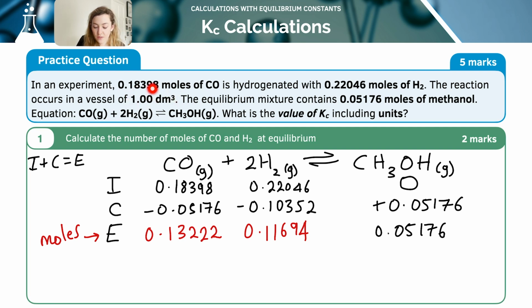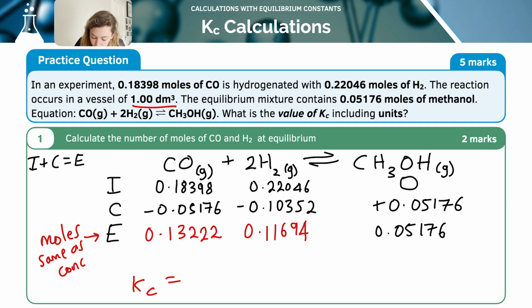They've said that it occurs in a vessel of 1 decimeter cubed. So I can actually treat these moles as moles per decimeter cubed, so I don't have to do an extra step, but check. If this wasn't 1, I'd have to do n equals cV, moles equals concentration times volume, and do some extra maths. In this particular case, moles is the same as concentration because this is 1 mole per decimeter cubed. So I'm ready. I can put this into my calculation.